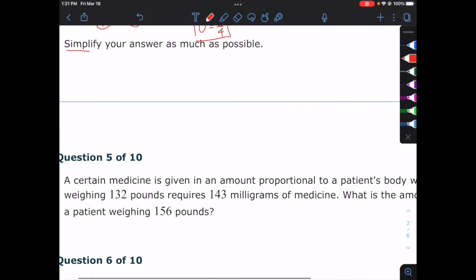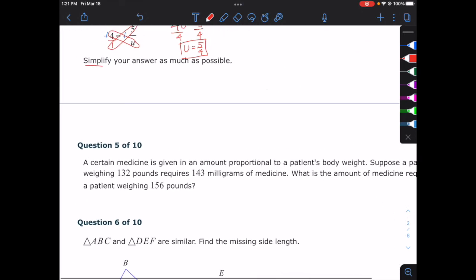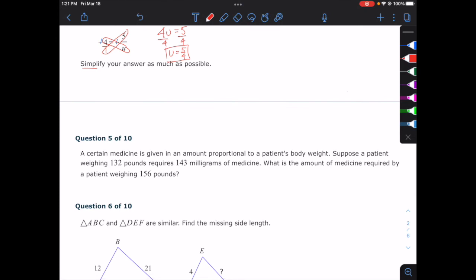Oh, word problem. All right, so this time they didn't make the proportion for us. It says a certain medicine is given in an amount proportional to a patient's body weight. Suppose a patient weighing 132 pounds receives 143 milligrams of medicine. What is the amount of medicine required by a patient weighing 156 pounds? Okay, so we see this is proportional. That tells us that a proportion would be one way to solve this. And the important thing to think about when we go about solving this is to keep things of the same unit in the same row or the same column.